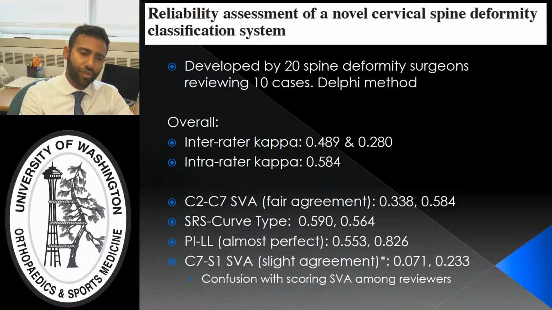So the cervical classification system was developed by 20 spine deformity surgeons, reviewing 10 cases. The inter- and intra-observer reliability is notably less than for the lumbar classification system. It's in the 0.4 to 0.5 range, which is much lower and less reliable than the lumbar classification. But it is a step towards better classification and understanding cervical deformity in a new way.